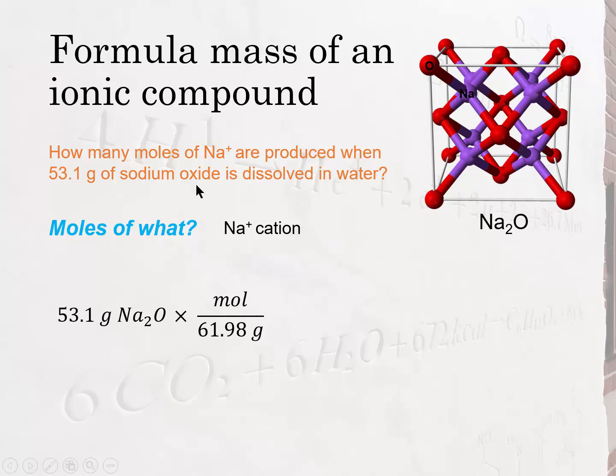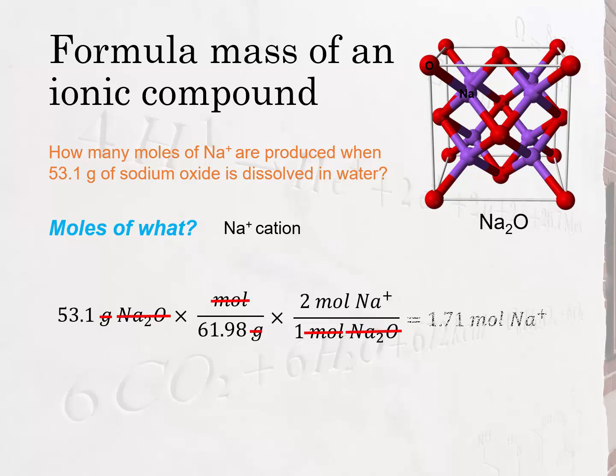I have to start this calculation the same way as before, dividing 53.1 grams by the formula mass of Na2O. But now I need to add a conversion factor. The molar proportions in the formula Na2O tell me that 2 moles of sodium ions are present in 1 mole of sodium oxide, so I add this to my calculation. Being explicit with my units ensures I end up with the right answer, which is 1.71 moles of sodium ions.